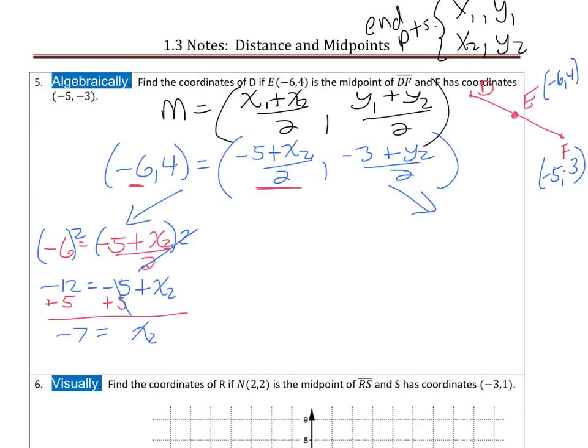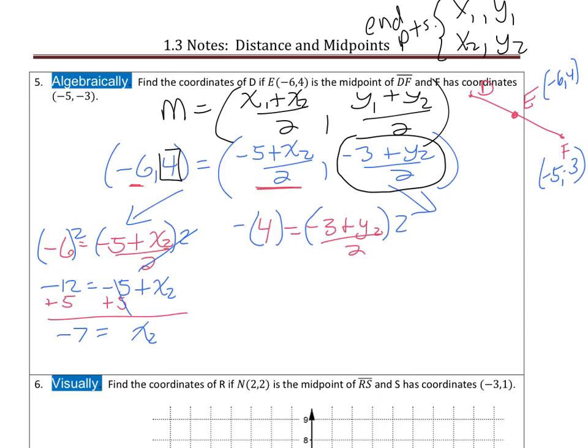And I'm going to do the same thing over here with the y coordinates. So that 4 corresponds to the midpoint location of this expression in the y. And so we've got 4 equals -3 plus y sub 2, divided by 2. I have to do the same thing here. Undo that division of 2 by multiplying both sides by 2, and I end up with 8 equals -3 plus y sub 2.